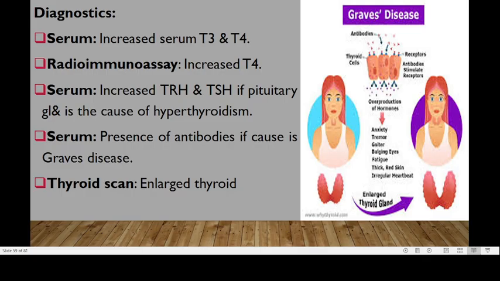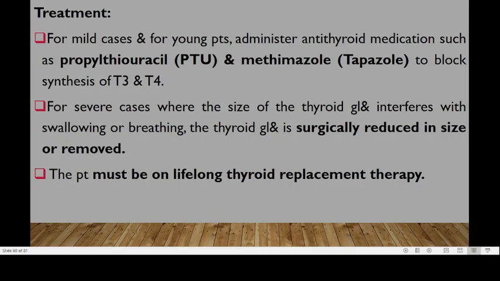Diagnostics, you do serum where you are going to witness the increased serum T3, T4. Radioimmunoassay will show increased T4. Serum, we have increased TRH, TSH if the pituitary gland is the cause of the hyperthyroidism. Serum will also show the presence of antibodies if the cause is Graves' disease. The thyroid scan can also show an enlarged thyroid.